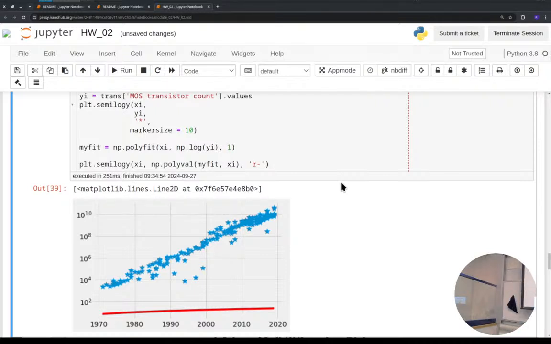Because what I'm doing is putting everything onto a log scale. Then I do a polyfit of year versus transistor count, but it's the log of the transistor count, and then plot that polynomial onto there. What's missing? Think about what's missing. Good. I don't want to just run the punchline. Did you already figure this out?